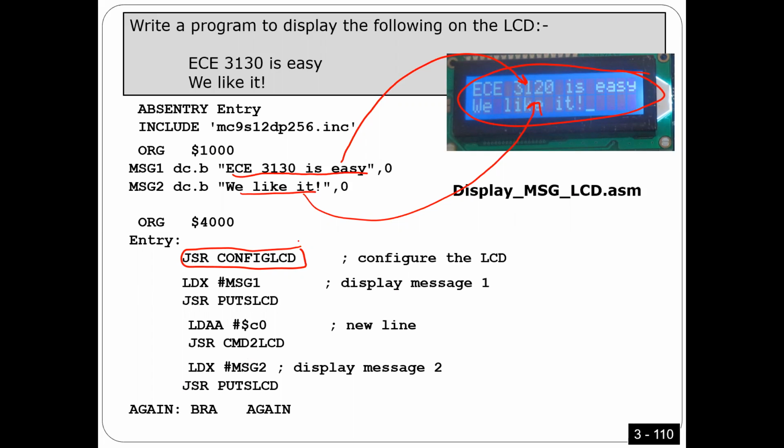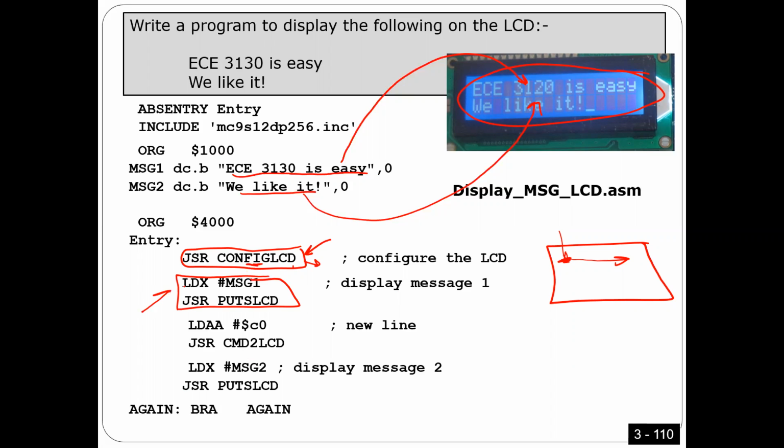This is number 1. Number 2, I want to display. So once I call this configuration, you remember what I said last time? The cursor is going to be here. Number 1, the configuration is going to clear the LCD, and then it's going to put the cursor here. So I'm going to start writing from here all the way this way, because the cursor is here.